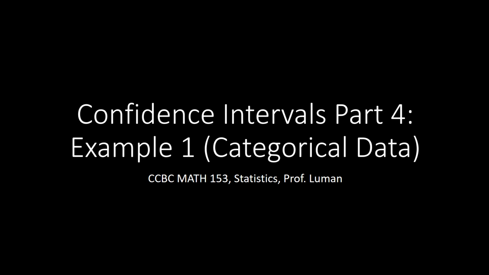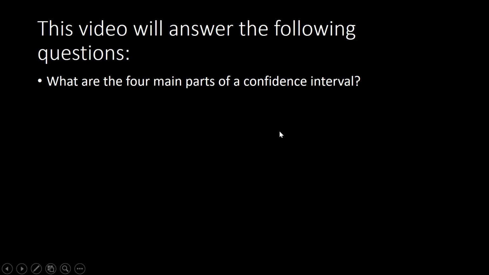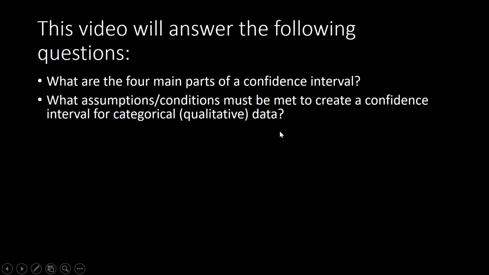Welcome to this video on confidence intervals, example 1 with categorical data. This video will answer the following questions. What are the four main parts of a confidence interval? What assumptions and conditions must be met to create a confidence interval for categorical or qualitative data?